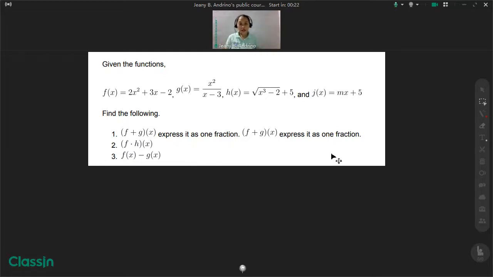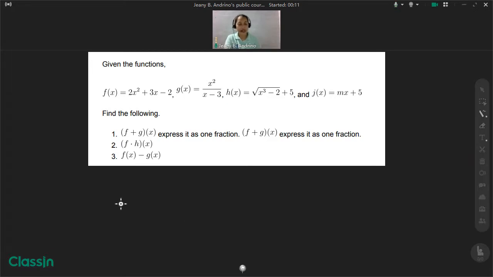Okay, operations of functions. We have the given function f of x equal to 2x squared plus 3x minus 2, and g of x equal to x squared over x minus 3, and then your h of x is equal to the square root of x cubed minus 2 plus 5, and j of x equal to mx plus 5. So I suppose that's m times x plus 5.